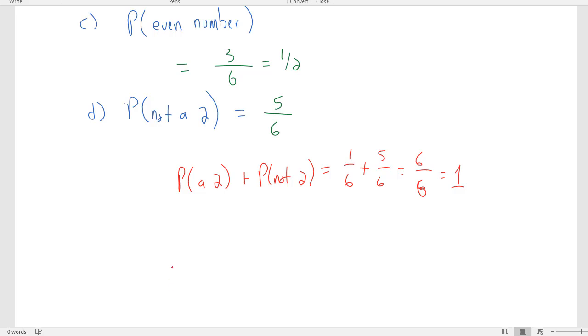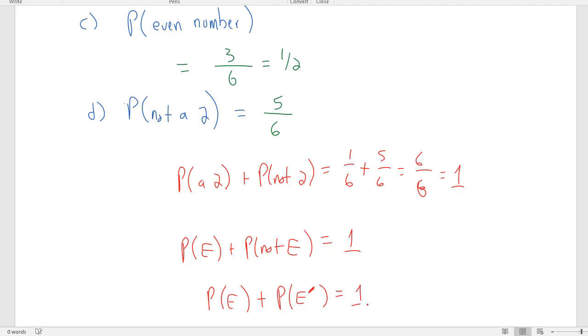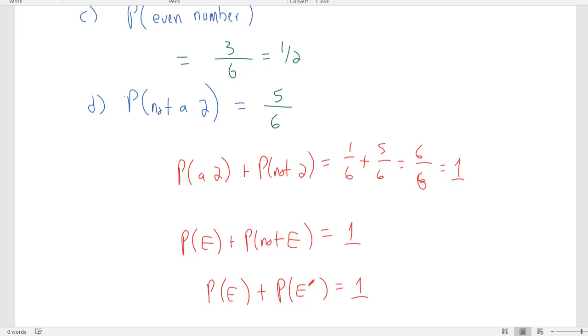So what we typically would do is say the probability of E plus the probability of not E is going to be all of the possible outcomes in the sample space divided by all the outcomes in the sample space. So we would always get 1 in that scenario. Now in some books you'll see them use what we call prime notation to represent the complement. That's just another shorter way to represent the complement rule.